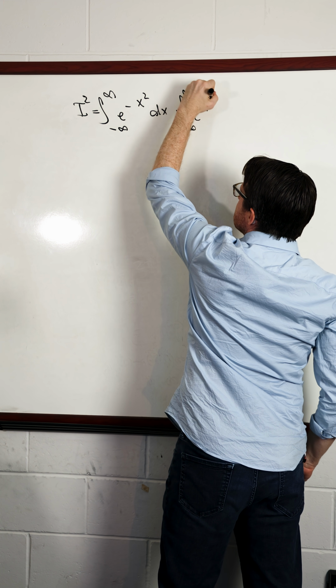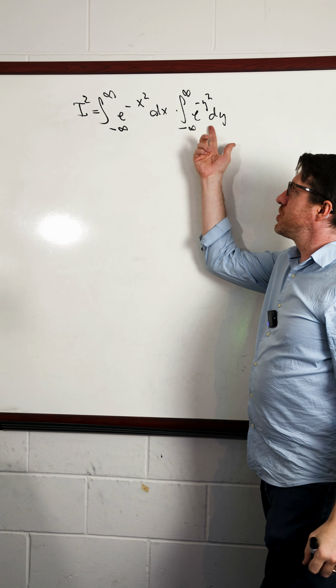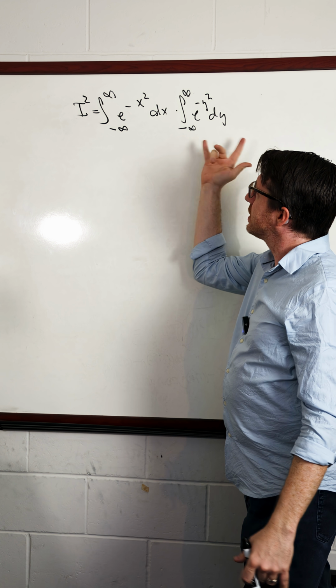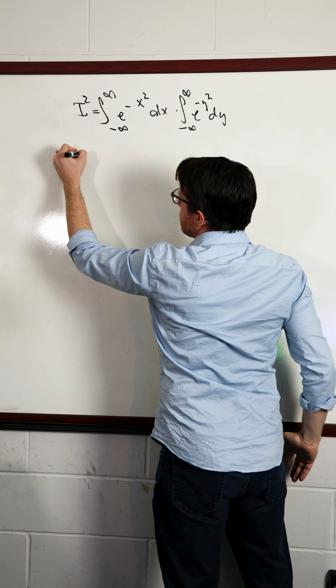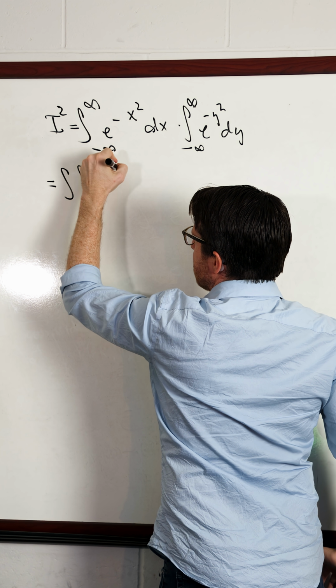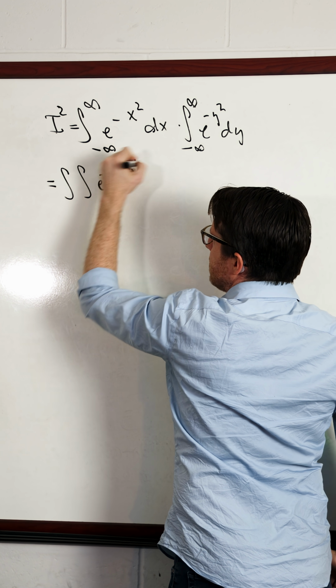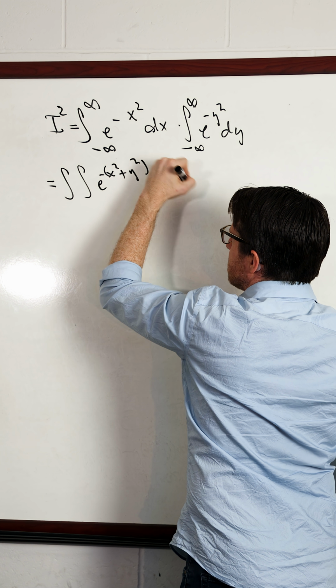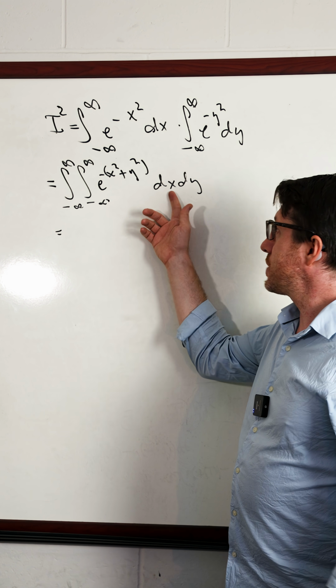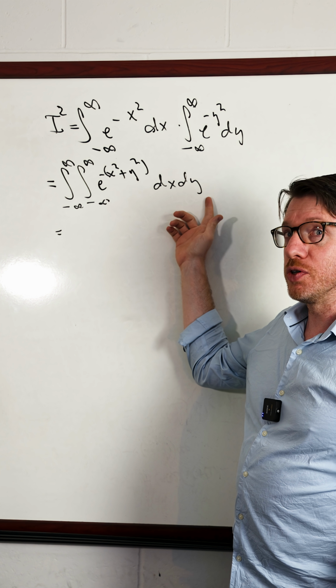I'm going to write this as e to the minus y squared dy. These are just internal variables, so it doesn't really matter what you call them, but what I can do now is combine these two to make this integral here. So I'm going to have the double integral of e to the minus (x squared plus y squared) dx dy. So now this is an integral over the plane, R squared, first integrated with respect to x, and then with respect to y.